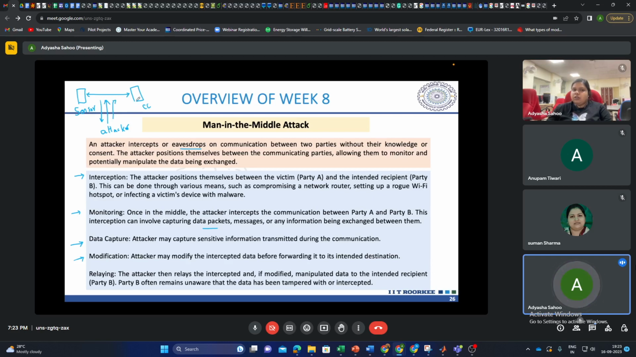So the control center will feel as if this data is coming from the sensor, but here in the middle the attack has taken place. So this can be bidirectional also. Unidirectional or bidirectional: the attack can be from sensor to control center or control center to the sensor.